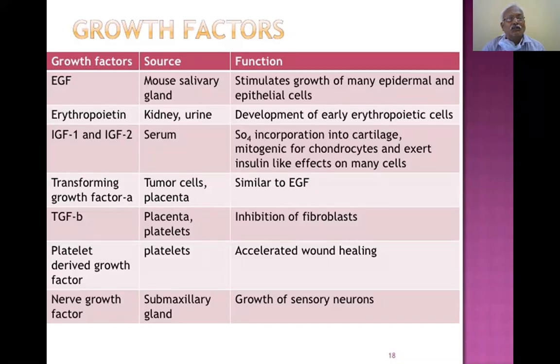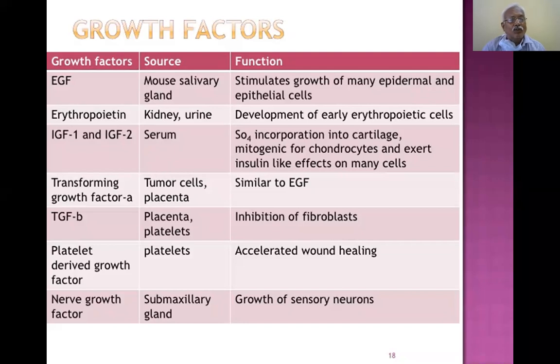So EGF is from the mouse salivary gland, and stimulates the growth of many epidermal and epithelial cells. The erythropoietin is present in the kidney, so it's very useful for the development of healthy erythropoietic cells. And IGF-1 and IGF-2 are present in the serum. So sulfates are incorporated into the cartilage, and in excess of the sulfates incorporated into the cartilage, they become mitogenic for chondrocytes and exert insulin-like effects on many cells normally. So they are good. If something is in excess, everything in excess is dangerous.